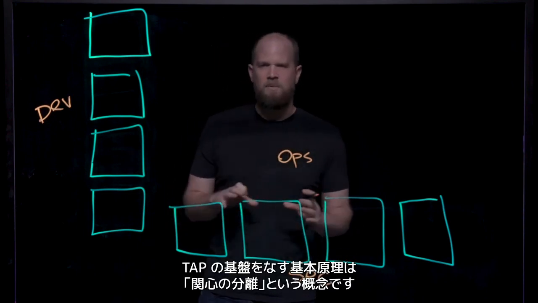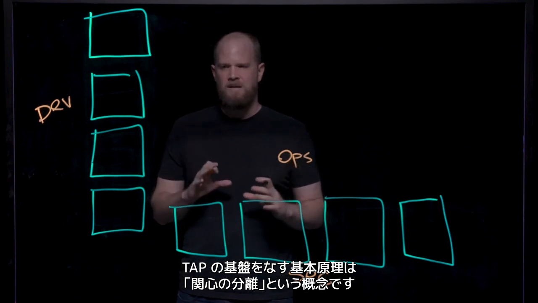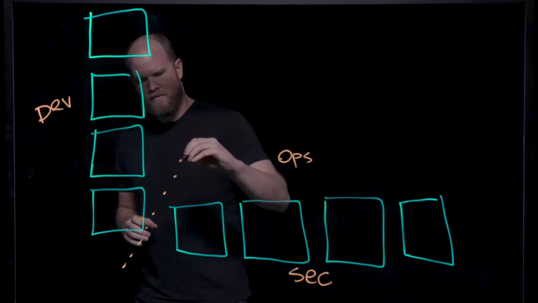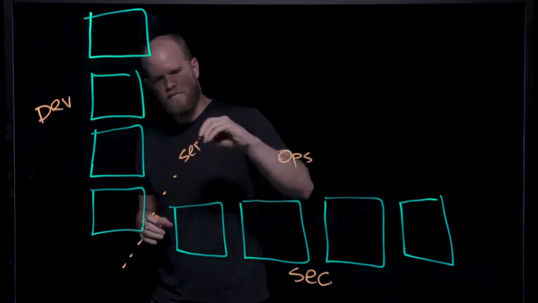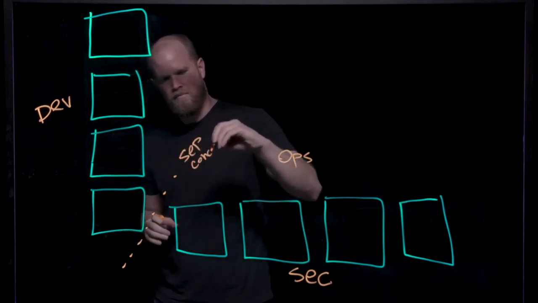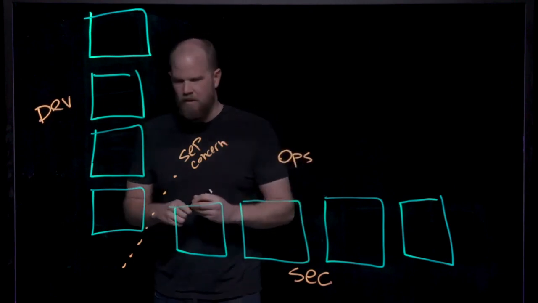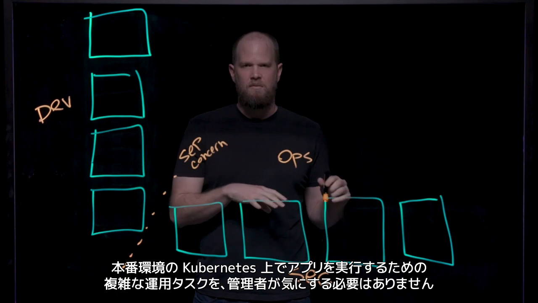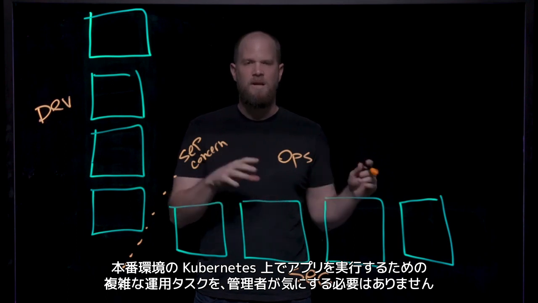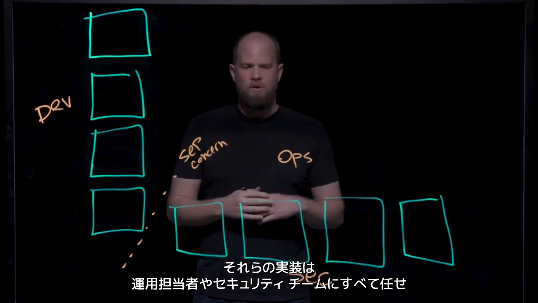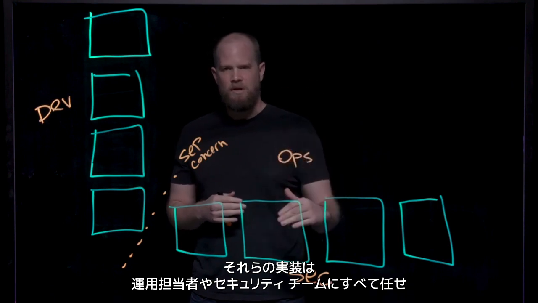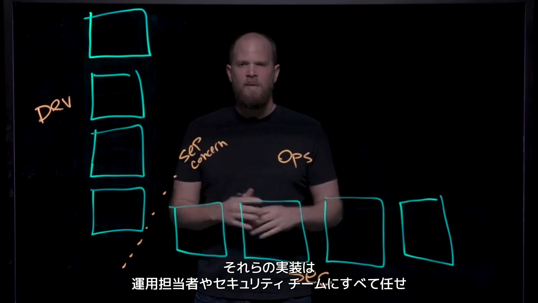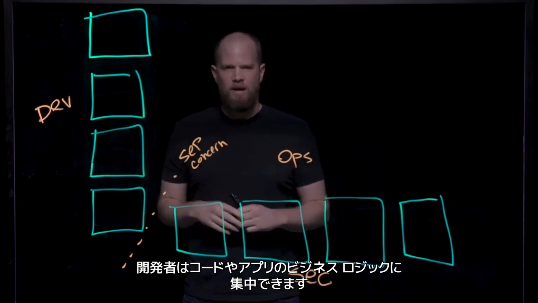The core principle TAP is based on is this concept called separation of concern. A developer shouldn't have to worry about the operational complexity required to run their application on Kubernetes in production. So you can have the operators and security teams implement that and focus on that for them, and the developers can focus just on their code and application business logic.